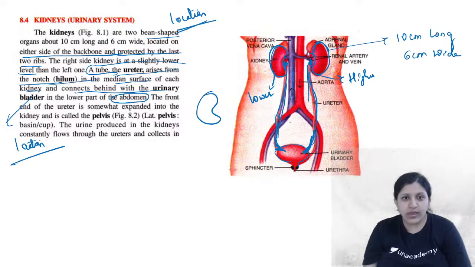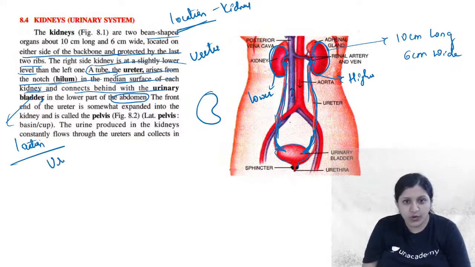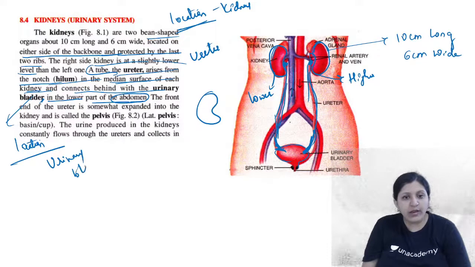So this whole sentence, what is there? This comes till the location of the ureter. Okay, so this is the location of the ureter. This one was the location of the kidney, and then the location of the urinary bladder. So the urinary bladder is in the lower part of the abdomen. Okay, so that is the location for the urinary bladder.